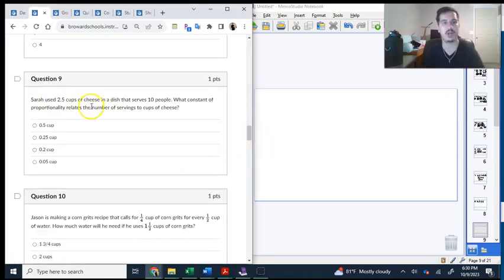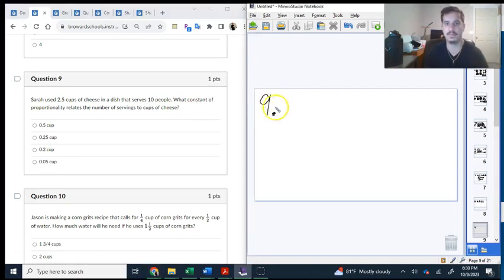Sarah used 2.5 cups of cheese in a dish that serves 10 people. What constant of proportionality relates the number of servings to cups of cheese? Okay, so real quick, number 9. There's two ways you could do this. Even if you're not sure which one is X and which one is Y, if you just divide them both ways, you'll see what your answer would be. So if I did 10 divided by 2.5, I would get 4. Okay? But clearly, that does not work.